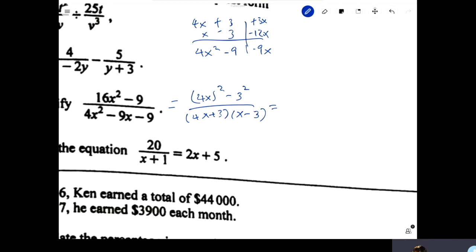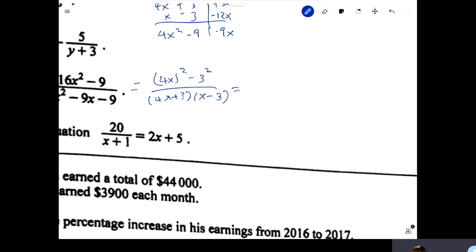Okay, now how about the top, the numerator? When we factorize, how do we get the numerator? A squared minus b squared, what's the factorized form? 4x minus 3, 4x plus 3. Yeah, awesome. 4x plus 3, 4x minus 3, 4x plus 3.